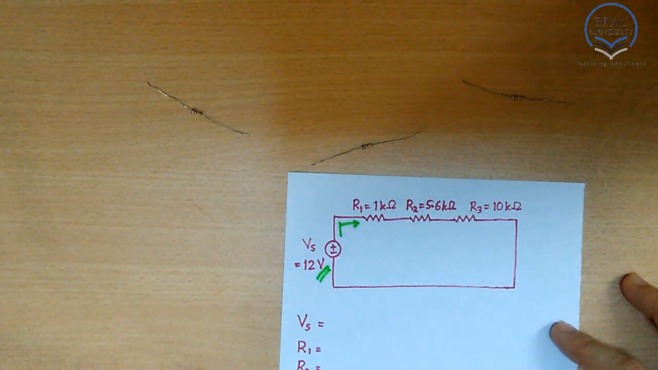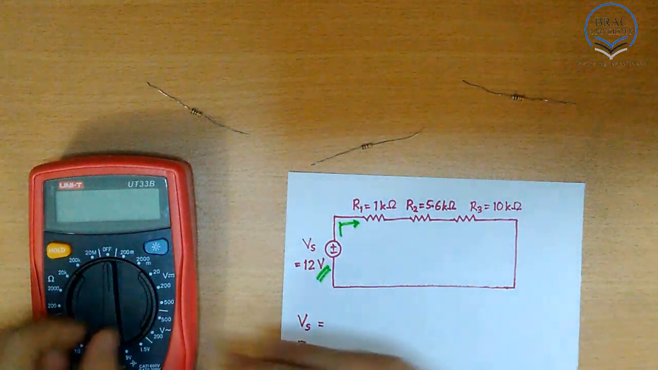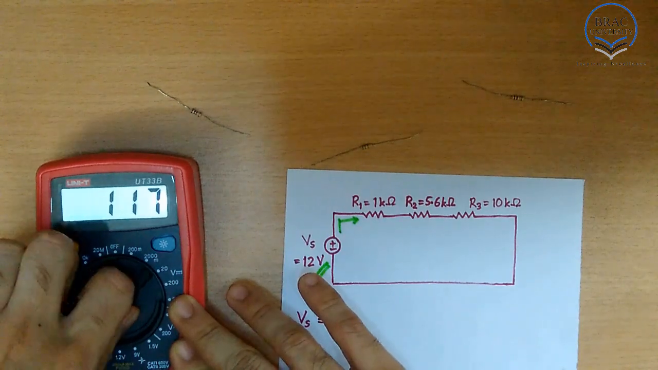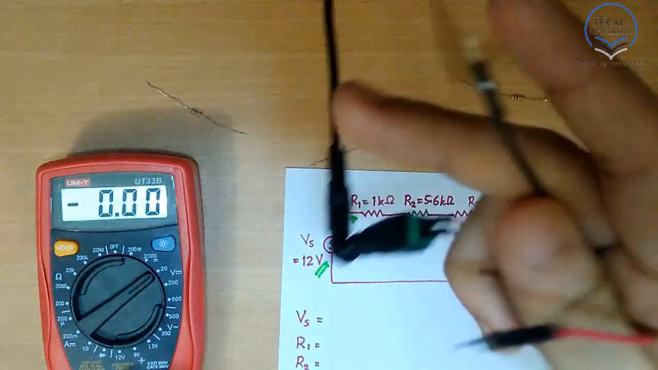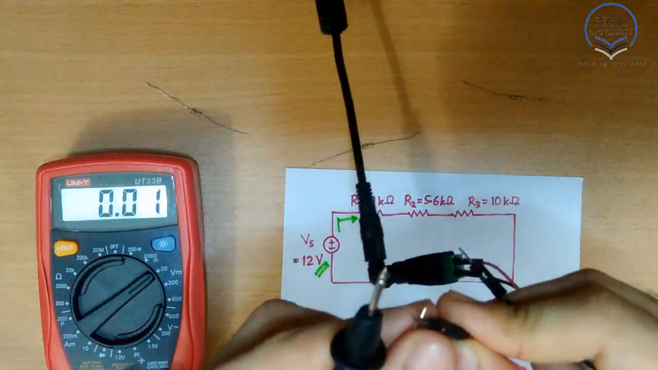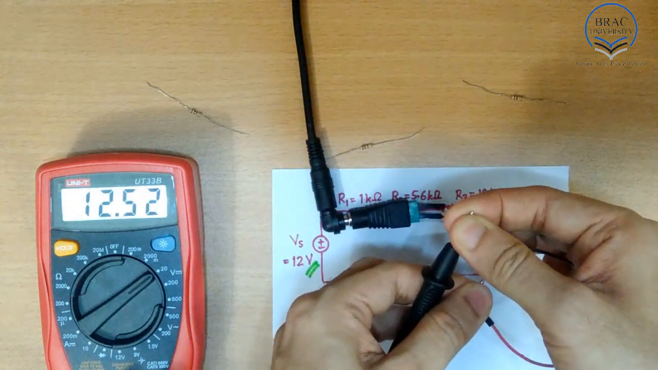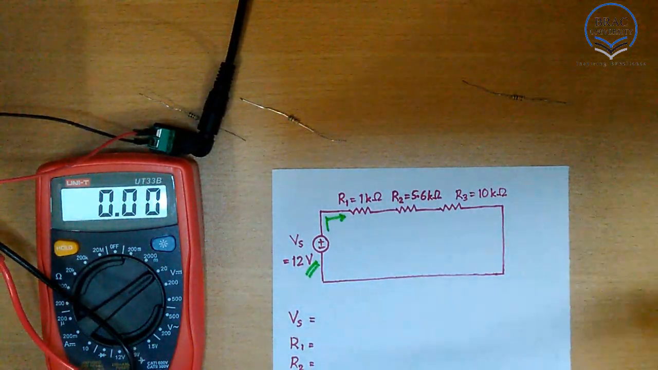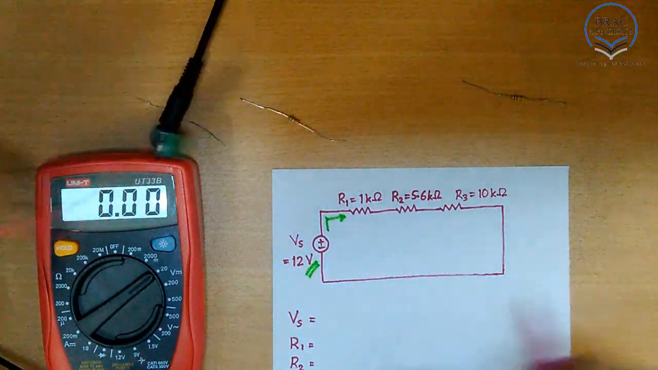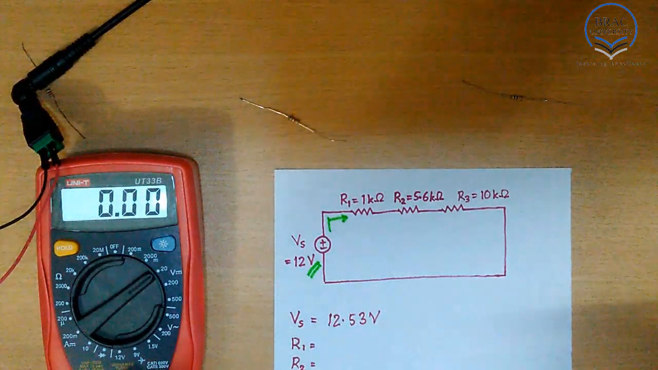Let's measure the actual value of the voltage source first. So we are going to use our multimeter and set it to the voltage mode. And now if we measure the voltage, we connect the red probe with the red wire and the black probe with the black wire. We get a voltage of 12.53 volt. So we are going to write it down. So this is the actual value of our voltage source.